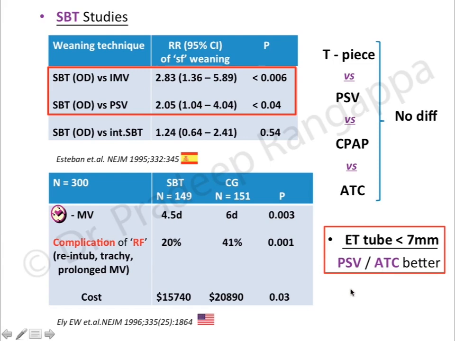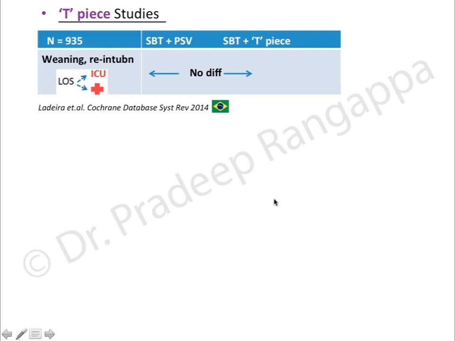So if the tube size is small, 7 or less, then the suggestion is to use pressure support or ATC and not only TPs or CPAP. So what about TPs trials? So we looked at the SBT trials. So this was the biggest study, Cochrane database in 2014.